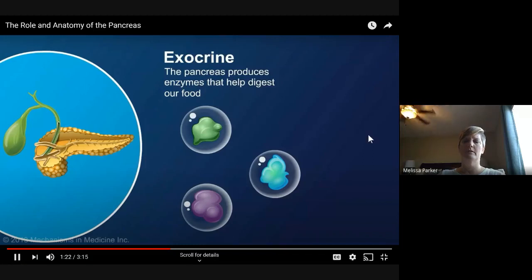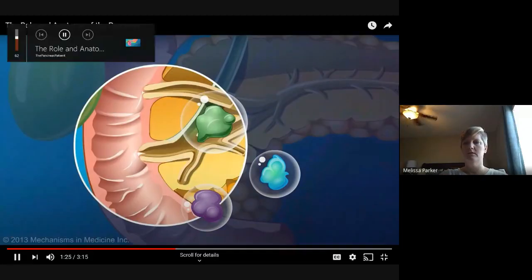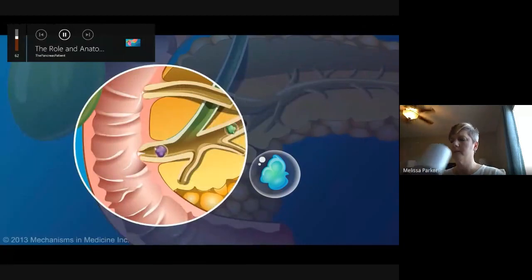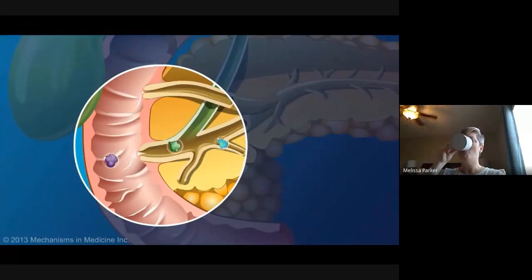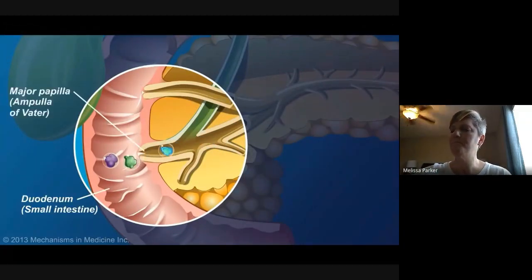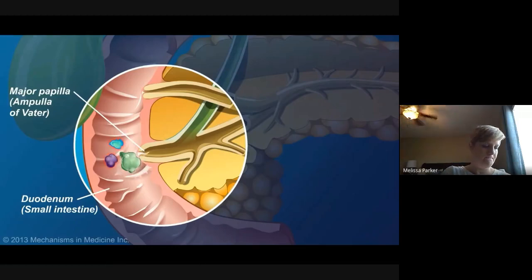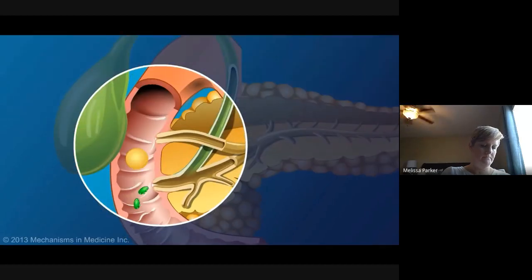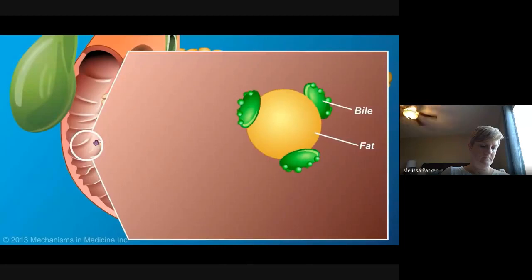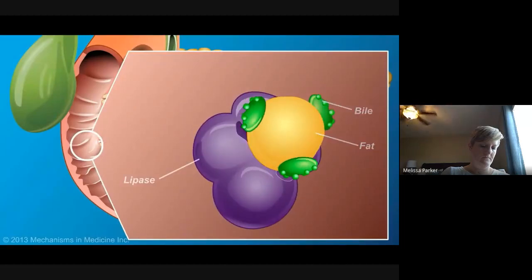Thank you. Pancreas. To reach the gastrointestinal tract, the digestive enzymes travel through the pancreatic ducts and are eventually released into the duodenum at the major papilla, also known as the ampulla of Vater. Once they are completely out of the pancreas, the protective layer is removed and the enzymes become active. Bile from the gallbladder also enters the duodenum at the major papilla. Bile breaks apart fat into smaller fat droplets, which are easier for lipase to digest.